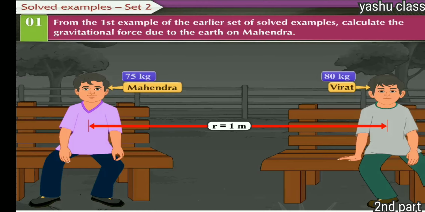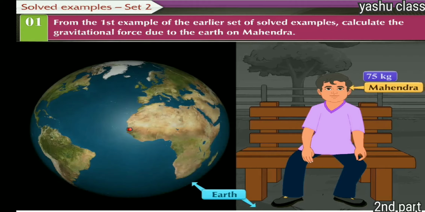Set 2. Example 1. From the first example of the earlier set of solved examples, calculate the gravitational force due to the Earth on Mahendra. Answer.